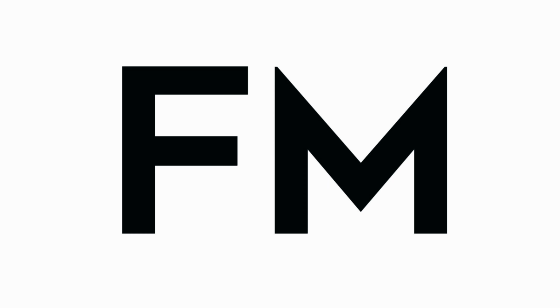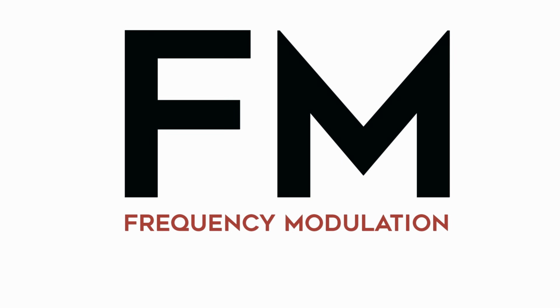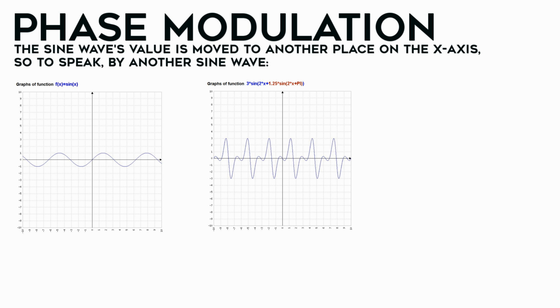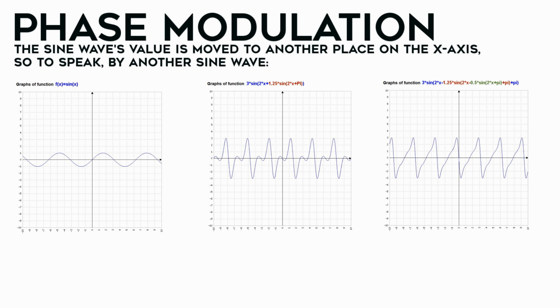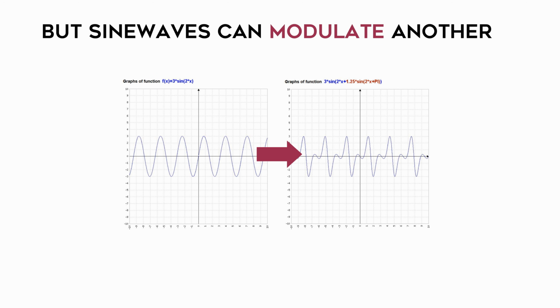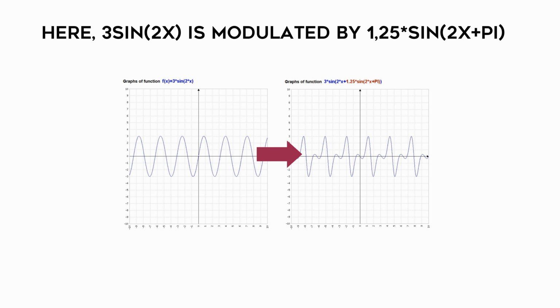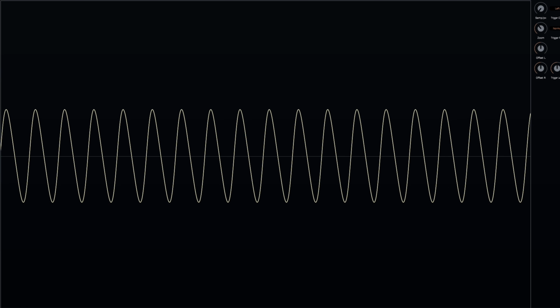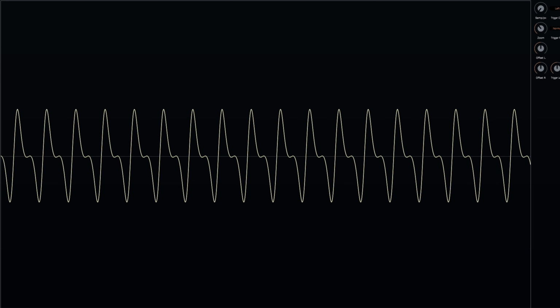Right, let's walk through the basics first. FM is an abbreviation for frequency modulation. I've shown in one of my earliest videos that it's phase modulation really, but we'll stick to the official terms here. A classic FM synthesizer can create sine waves only, but you can use one sine wave to modulate another. Modulating the sine wave changes its harmonic content by adding overtones.